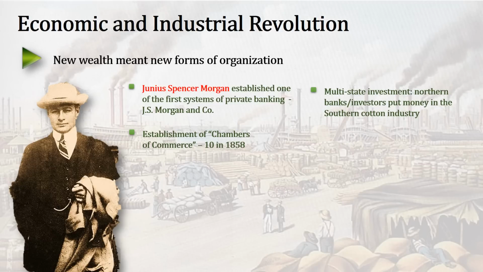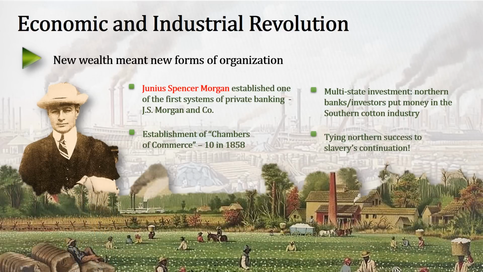Now, to this end, cities are going to establish what's known as chambers of commerce in order to direct, organize, and inform one another of economic activity, which is also something of a barrier to entry if you are not connected to the right people. There's going to be 10 of these in 1858. Now, what this multi-state investment is going to do is it's not only going to make a lot of people like Junius Spencer Morgan and his family very rich, but it's also going to tie northern banking success to slavery's perpetuation and continuation in the South. More on that in future lectures.